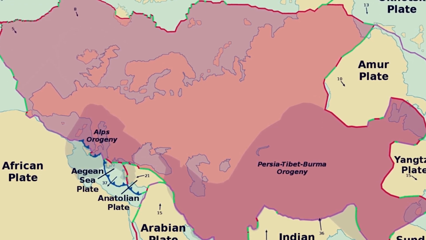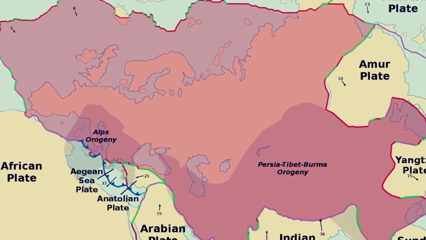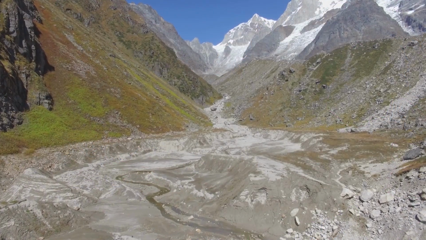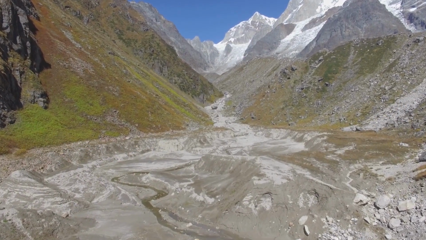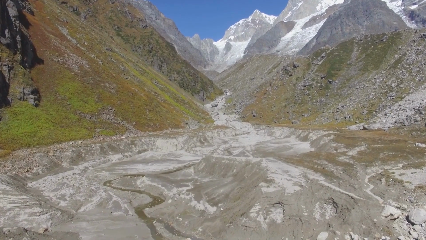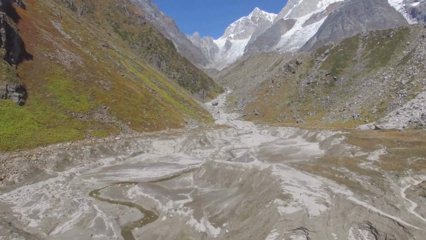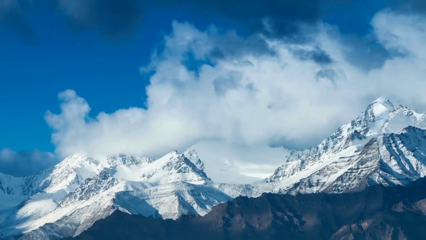The most prominent geological formation associated with the Eurasian plate is the uplifting of the Himalayas. The Himalayan mountain range is the result of the collision between the Indian plate and Eurasian plate, which began approximately 50 million years ago.